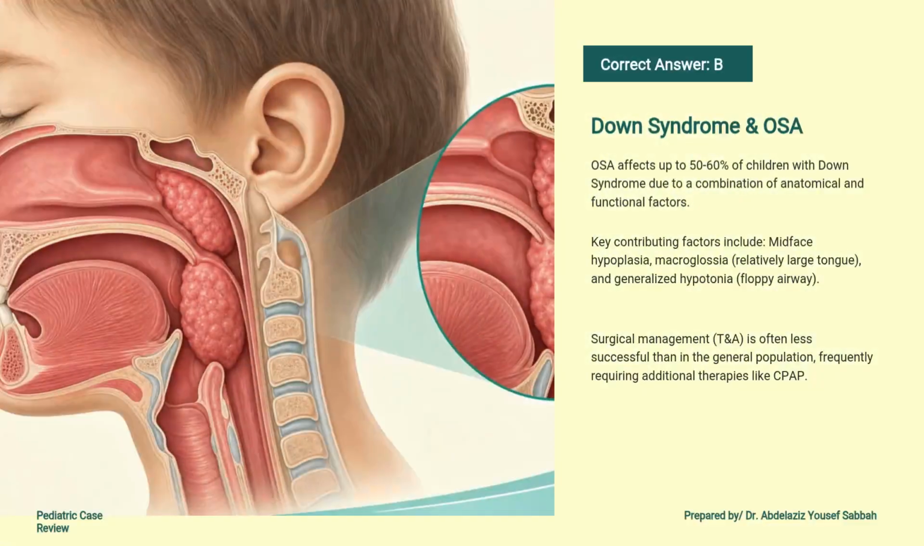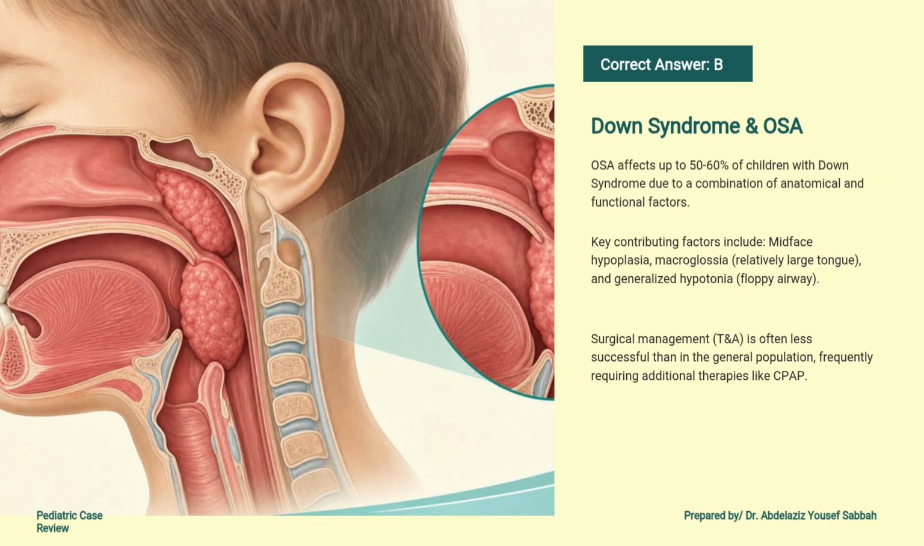The correct answer is option B, generalized hypotonia and macroglossia. Obstructive sleep apnea affects up to 50 to 60% of children with Down syndrome, which is why current guidelines recommend a baseline polysomnogram by around 4 years of age in this group, even in the absence of symptoms.